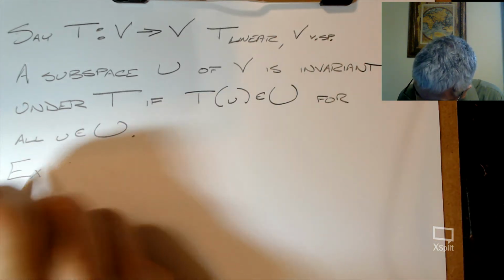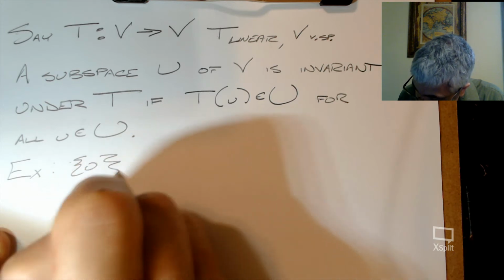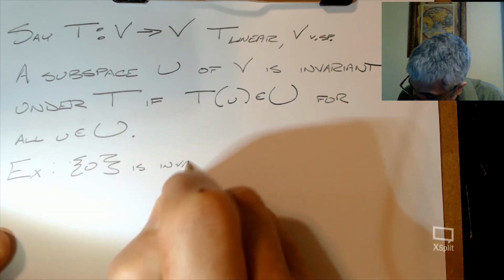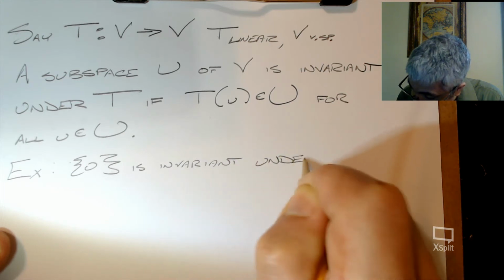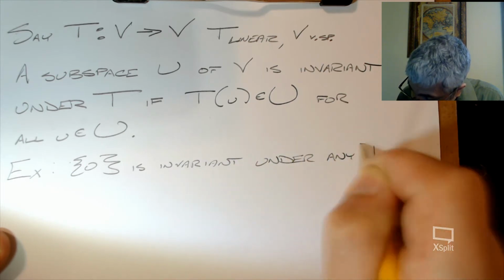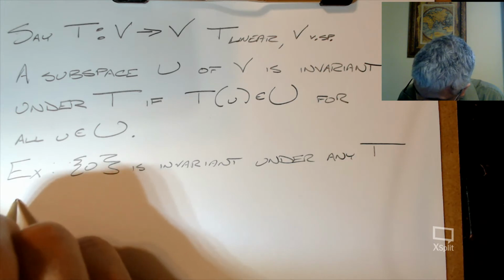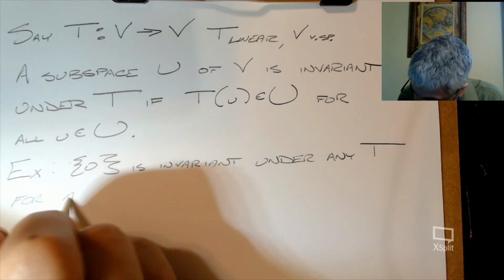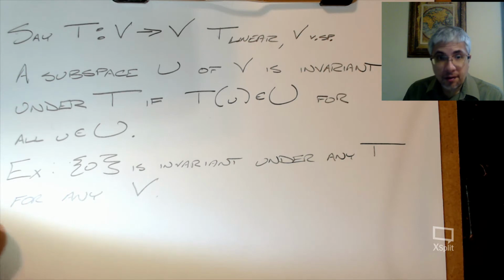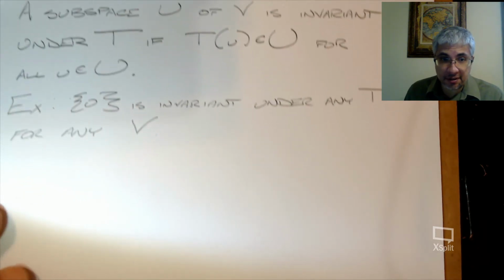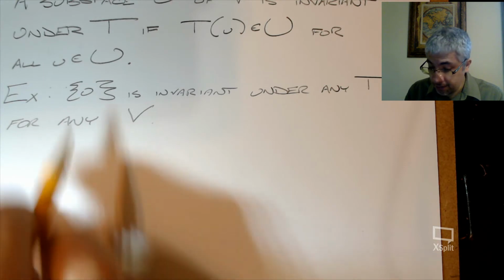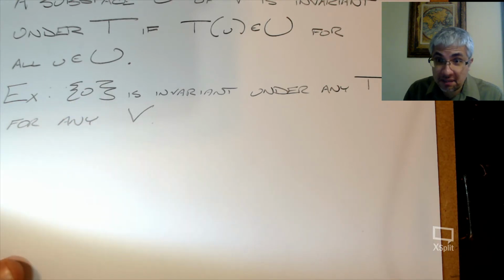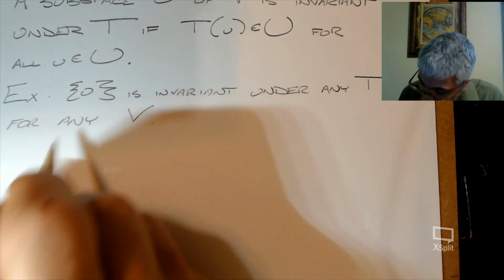So example, 0 is invariant under any T for any V. Right? Because we know that T maps 0 to 0. So if we start off in this subspace and we map it, we get something in the subspace. The same thing, but it's the only thing that's in the subspace.